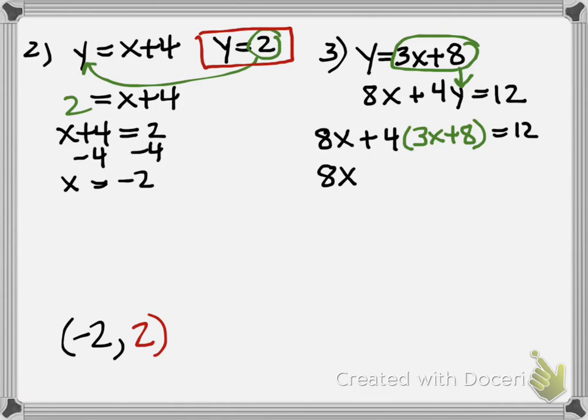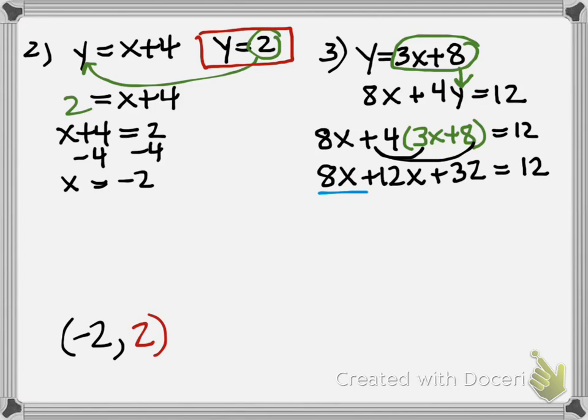8x is 8x. What am I going to do now? I'm going to have to distribute. What's 4 times 3x? 12x. What's 4 times 8? There's no x, just 32. Okay, now what?